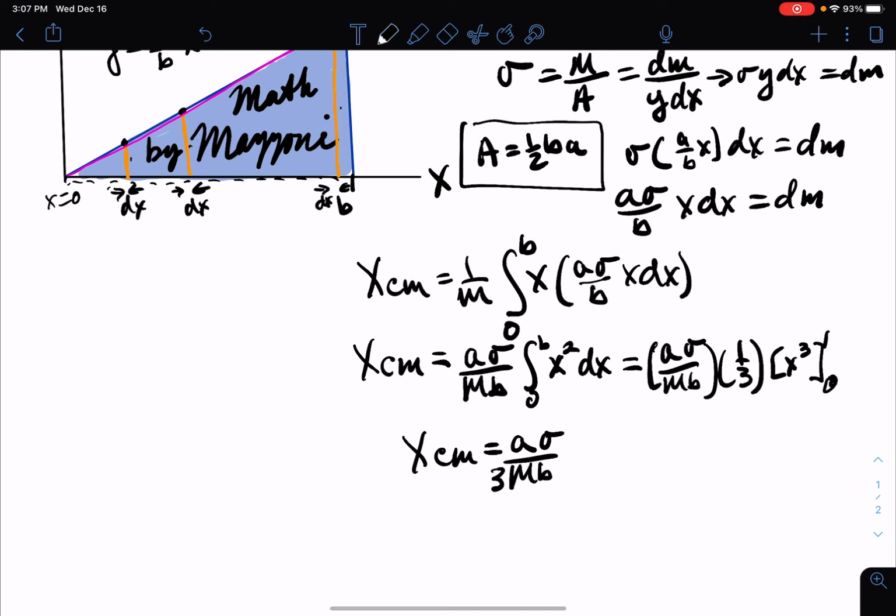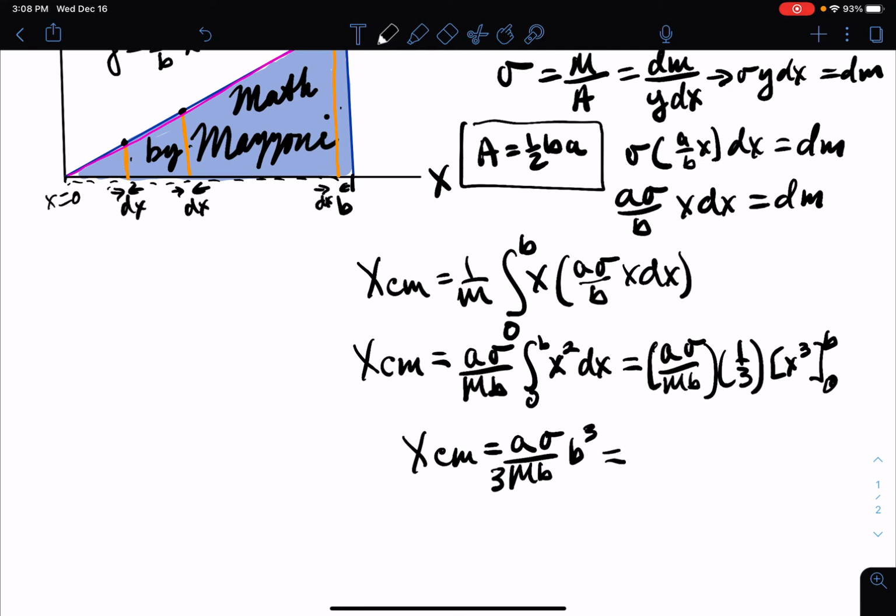This is from 0 to b. b is the extent. 0 to b. That's my fault, which is good because I was about to get the wrong answer. So a sigma over m b, all that's good. The 1/3 is still good. The only thing we needed to change was b cubed. Okay, that's not so bad.